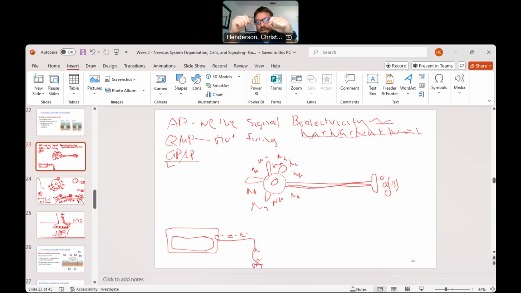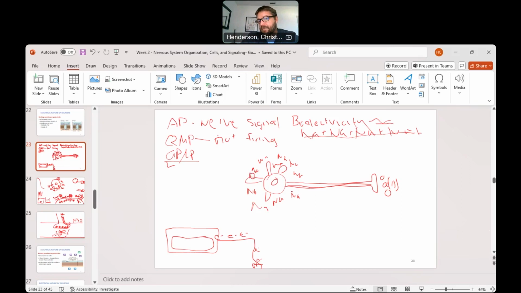Where do we need to get the sodium? Inside the neuron. But what's the problem here is that sodium is charged. Why is that a problem? Because it can't pass through the cell membrane. So how do we get that to work? Well, we have a sodium channel.